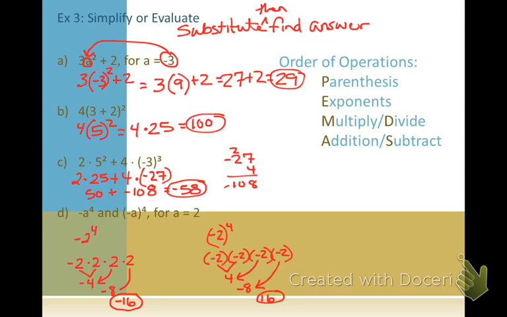So when you do it, I really want you to put this in parentheses. Notice I didn't put the negative on the first one in parentheses. I only put the 2's in parentheses. So that's helpful when you do exponents, when you evaluate and you substitute numbers. Always put a parentheses around what's being substituted.